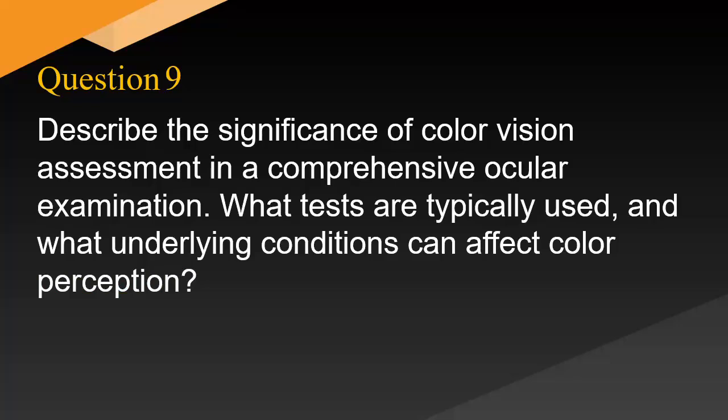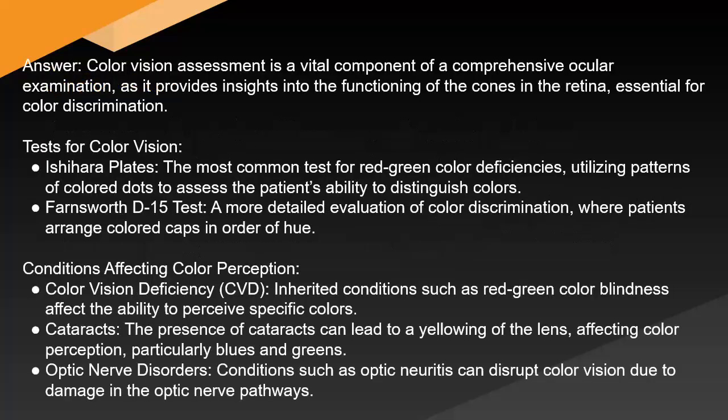Describe the significance of color vision assessment in a comprehensive ocular examination. What tests are typically used and what underlying conditions can affect color perception? Answer: color vision assessment is a vital component of a comprehensive ocular examination as it provides insights into the functioning of the cones in the retina, essential for color discrimination.